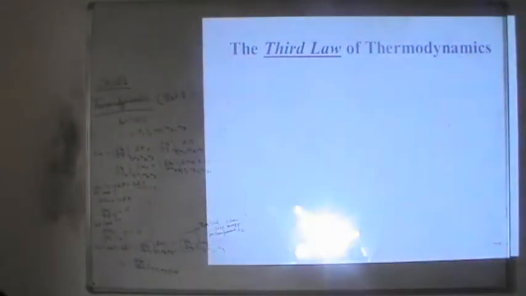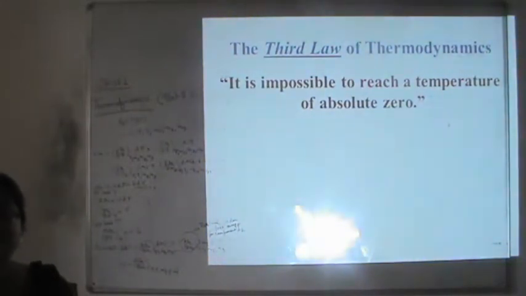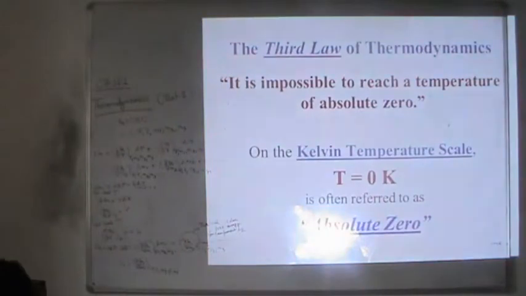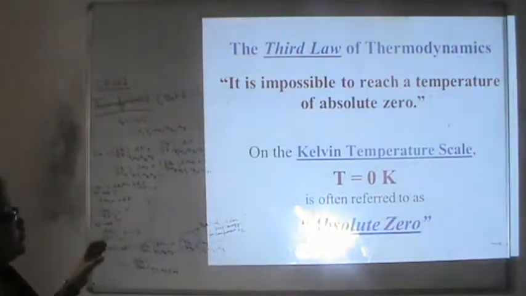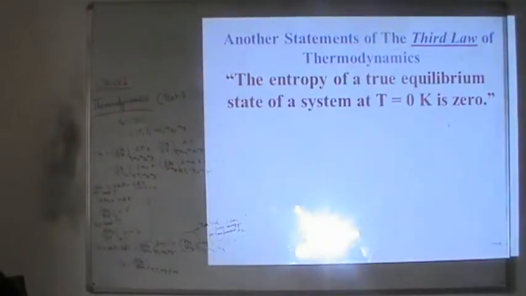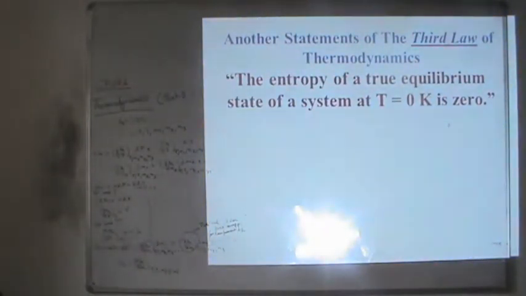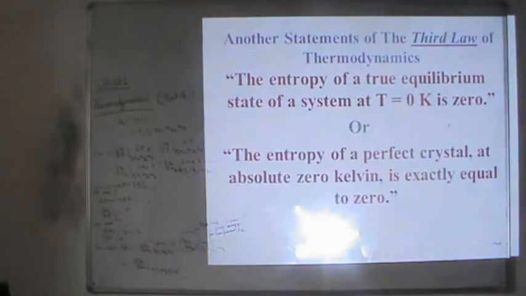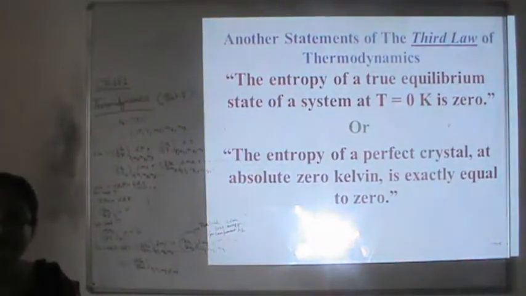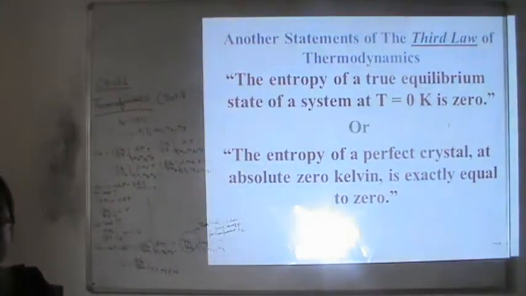Now what is the statement of the third law of thermodynamics? It is impossible to reach a temperature of absolute zero. On the Kelvin scale, the absolute zero is zero Kelvin. The entropy of the true equilibrium state of a system at zero Kelvin is zero. It is another statement of the third law of thermodynamics. The entropy of a perfect crystal at absolute zero Kelvin is exactly equal to zero.